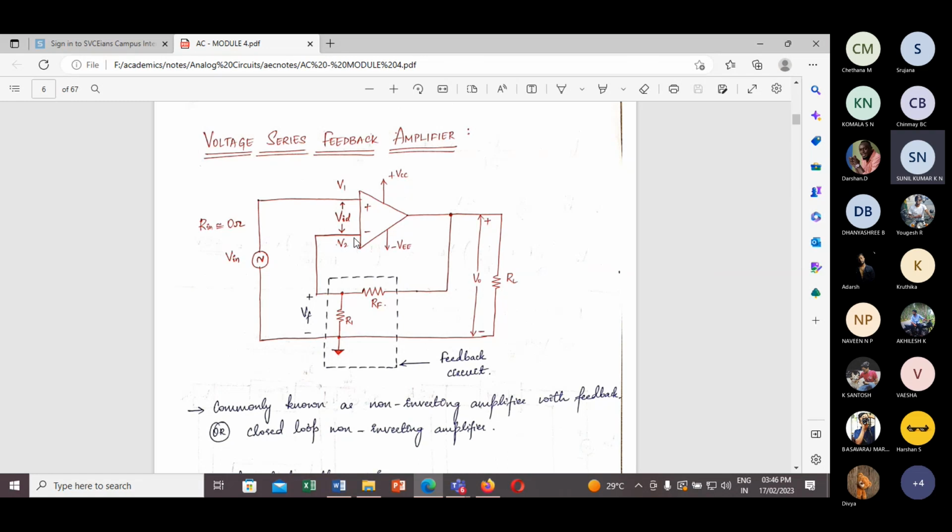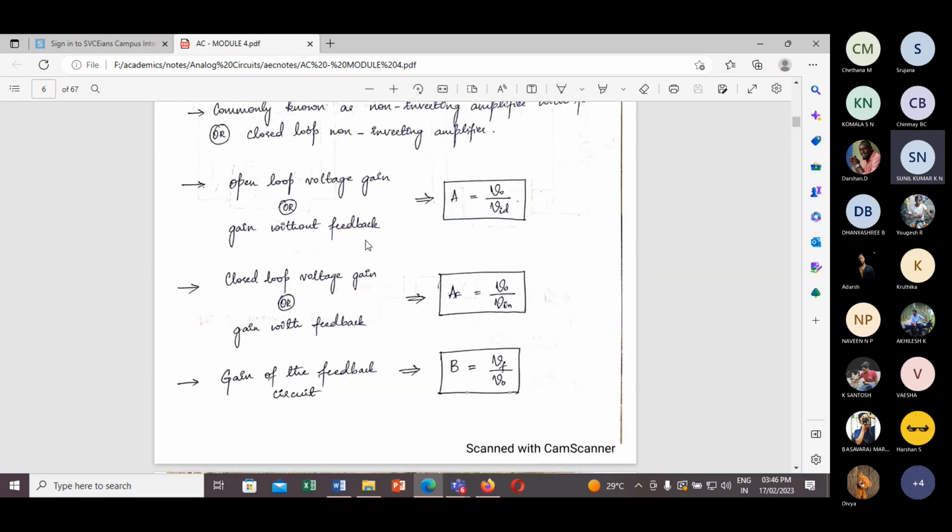So V1 minus V2 is nothing but Vin minus Vf, and that is taken as VID, the differential between the input terminals V1 and V2. That will be amplified in the intermediate stage to get the final output across the load resistance, that is V0 across RL.